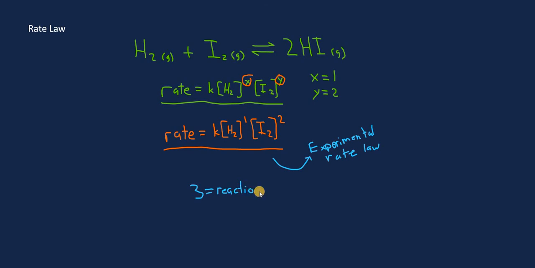Therefore, we would call this a third order reaction. Again, just adding those exponents up. Now let's go ahead and calculate the rate constant k.